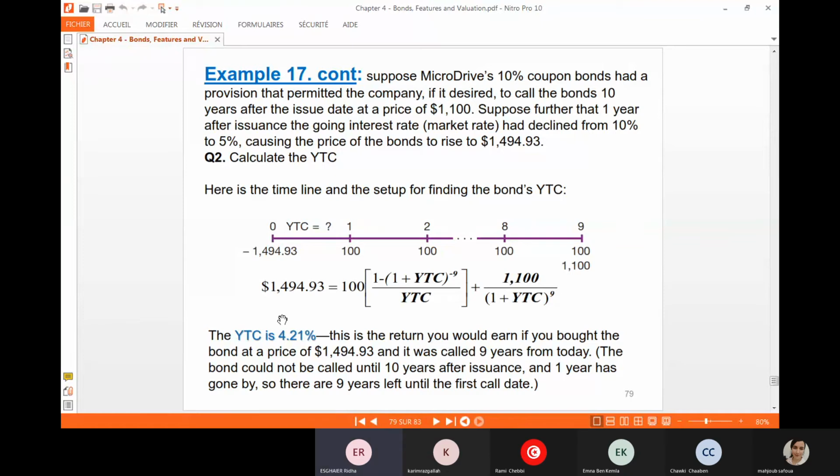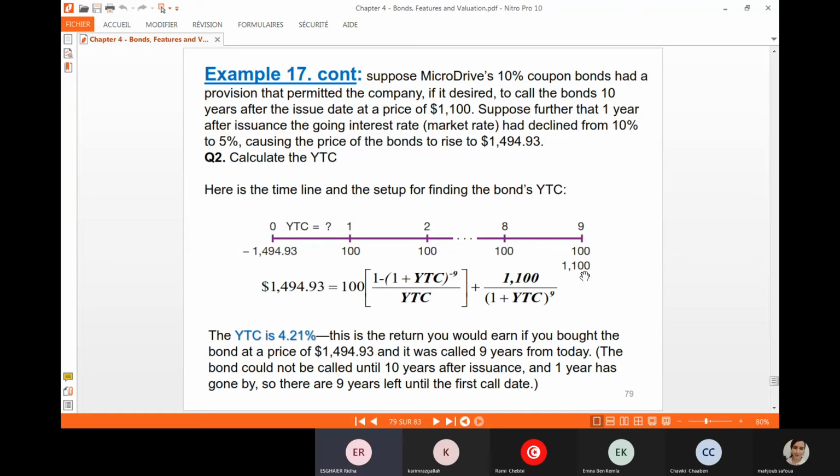Of course, as we said, this bond has a call provision. The call provision says that the bond can be called 10 years after the issuance. You are going to buy it 1 year after the issuance at 1494.93. The company can call the bond, as we said, 10 years after the issuance, meaning 9 years from the date you bought the bond a year ago. You bought it 1 year after the issuance. So the call date is 9 years from now.